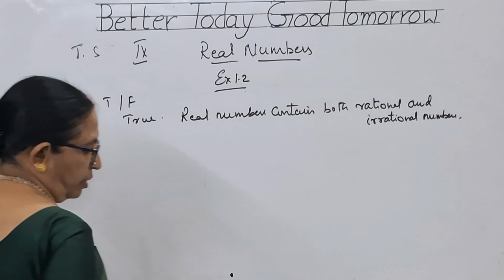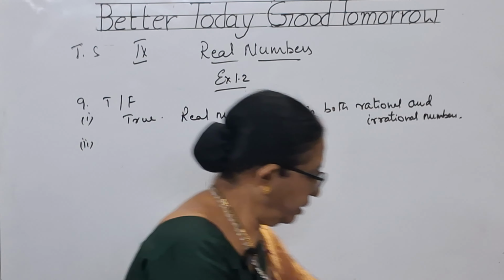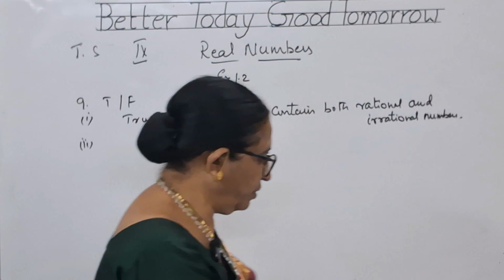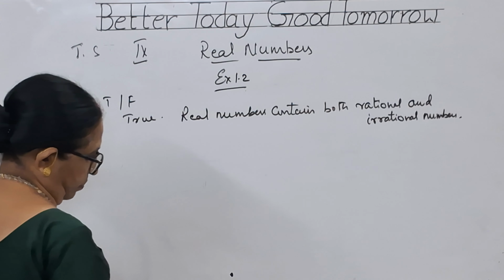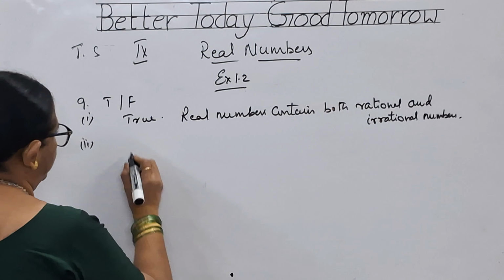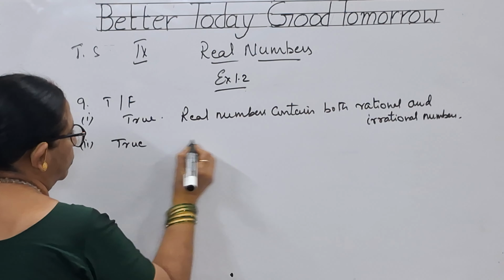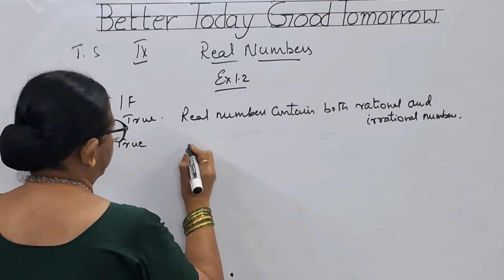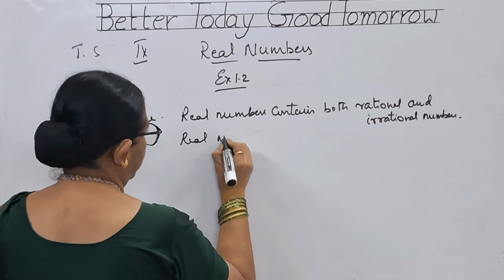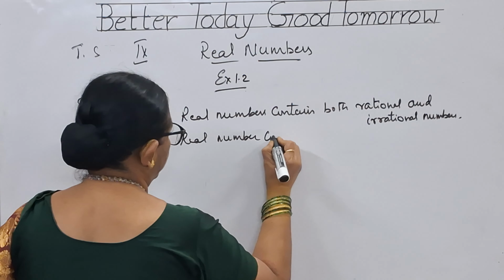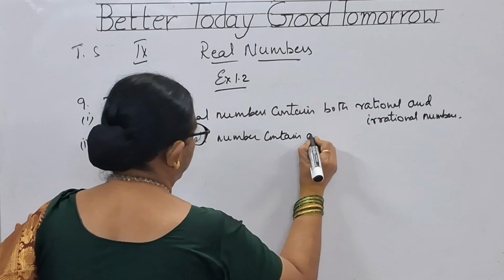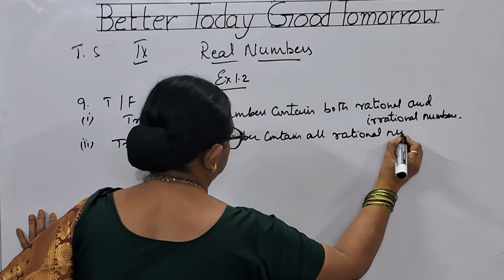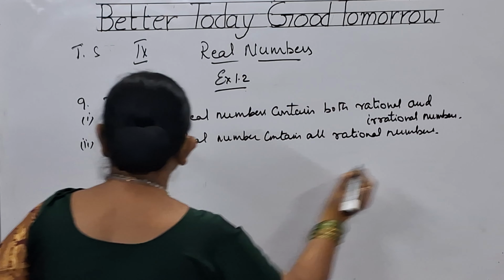Now the second one, every rational number is a real number. Every rational number is a real number. This is also true because real numbers contain rational numbers. You can write otherwise, real numbers contain all rational numbers. So you can call it true.